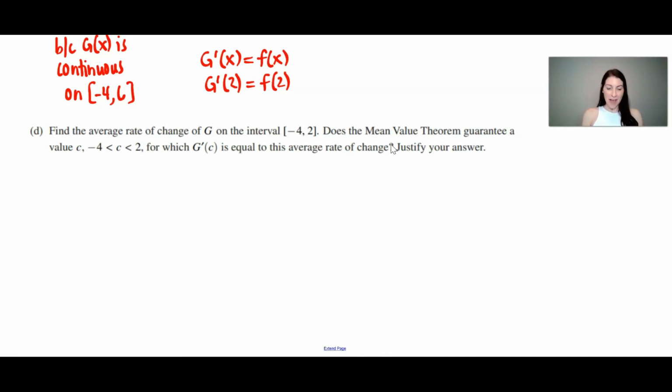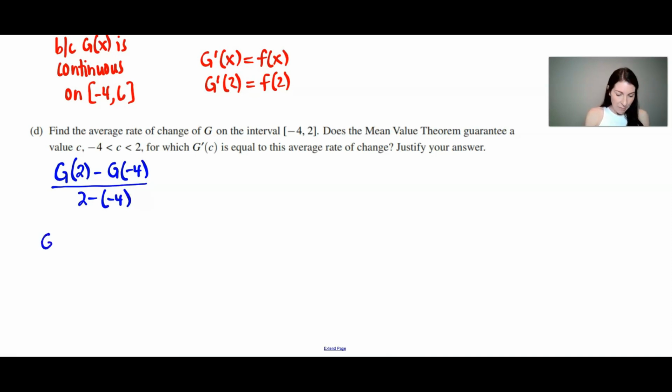So the first thing I want to find is the average rate of change of G on this interval. So to find that, we would be finding what is called the slope of the secant line, or G of 2 minus G of negative 4 over 2 minus negative 4. So we need to evaluate both G of 2 and G of negative 4. And remember, G of x is defined as the integral from 0 to x, and this was given to us in the original problem, of f of t dt.